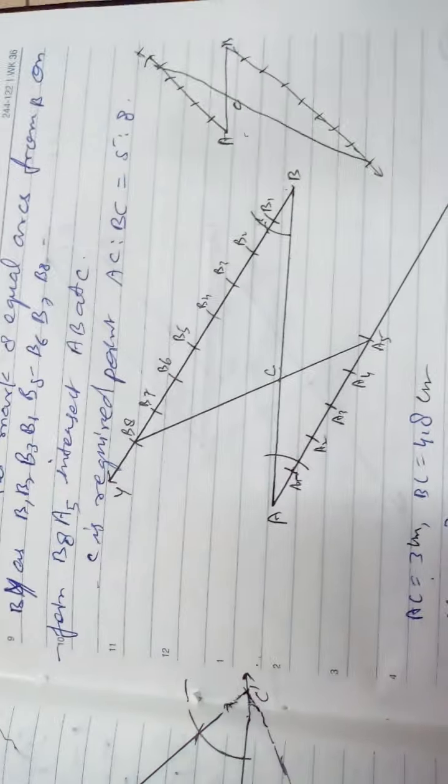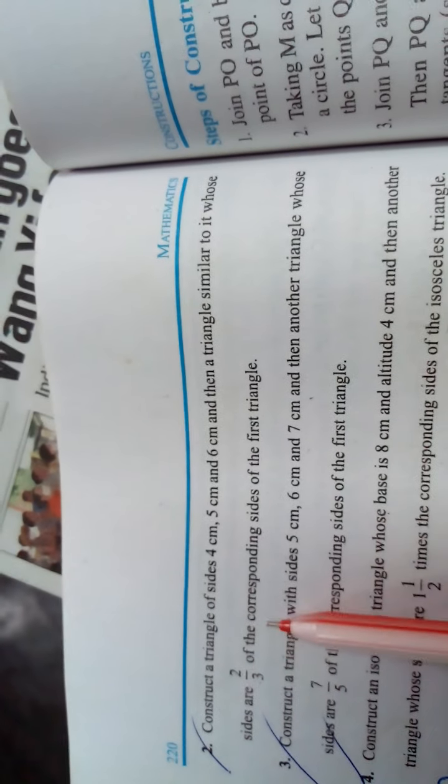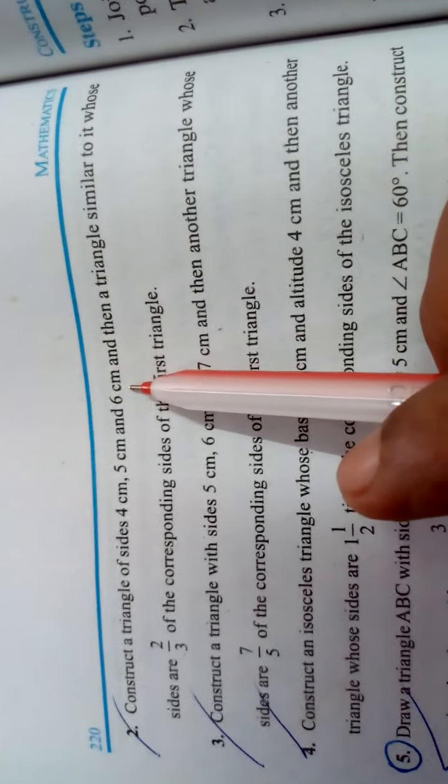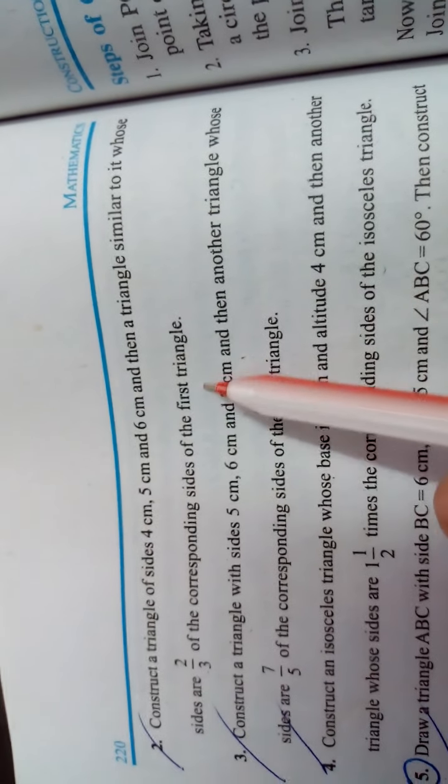It is the construction. Question number 2 is given. Construct a triangle 4, 5, 6, I have already constructed, and a similar triangle whose ratio is 2/3. This measurement construction I have done, and it is the corresponding side of the first, 2/3. I have written here all the steps.